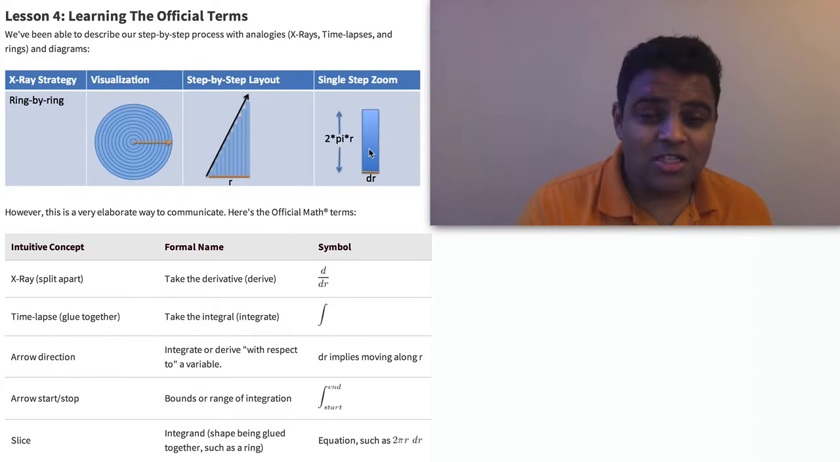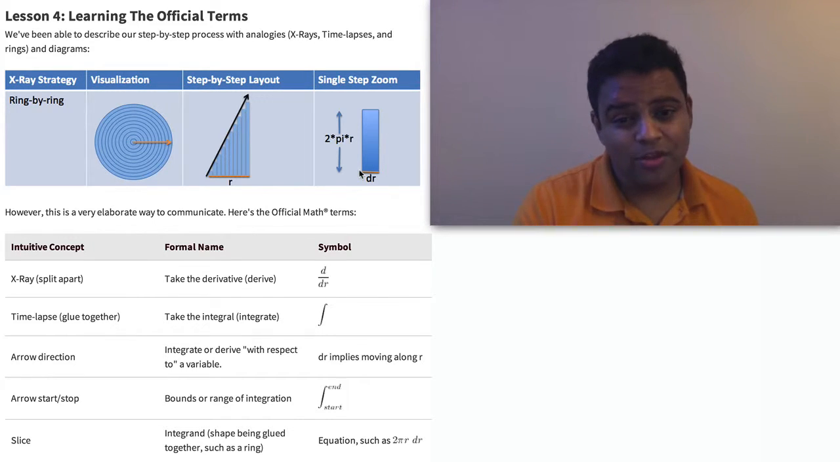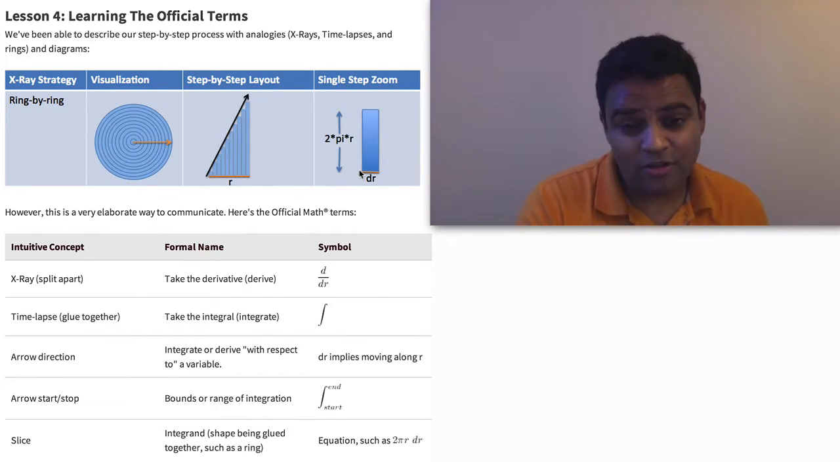I wish there was different notation. It would be nice if it was r with a sub dr, so we knew that it was really referring to this step, but the notation is really concise, and there's a lot of implicit assumptions there.